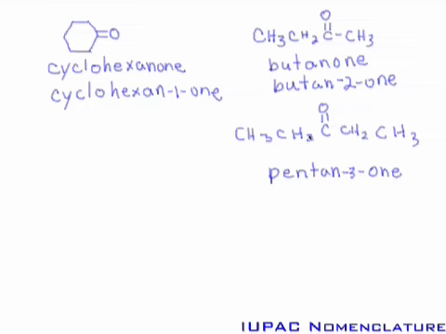Because if the C double bond O was here, or here, here, or here, if you move the C double bond O, you'd have 2-pentanone, and that's a ketone and impossibility. So to distinguish between it, you need the numbers.